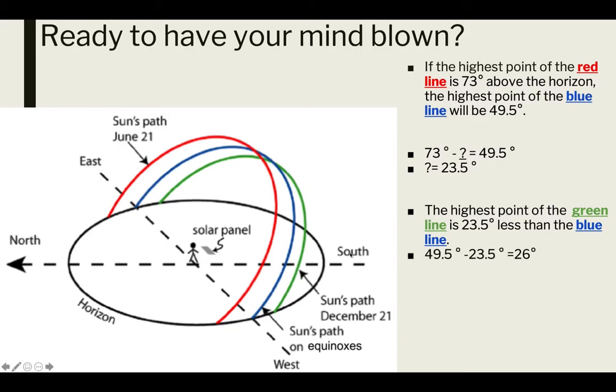So here it is, look at this. So the blue line is 49.5 degrees, right? That's the blue line. And then minus the green line, which is 23.5 degrees, we get 26 degrees, which would be the blue line. No, sorry. The red line is 73. The blue line is 49. And that means the green line is 23. Yeah, that's right. Those are the three lines.